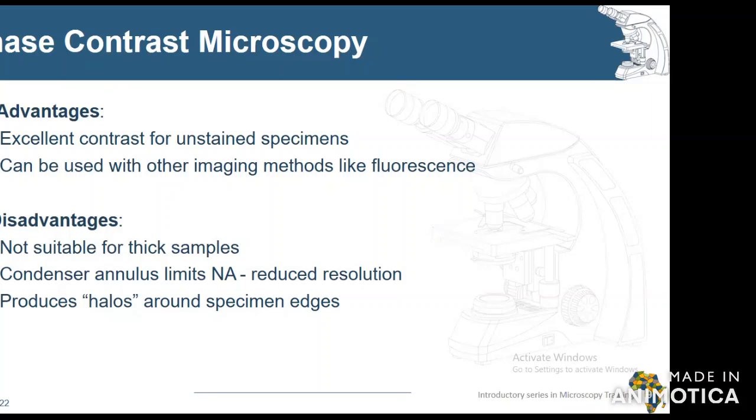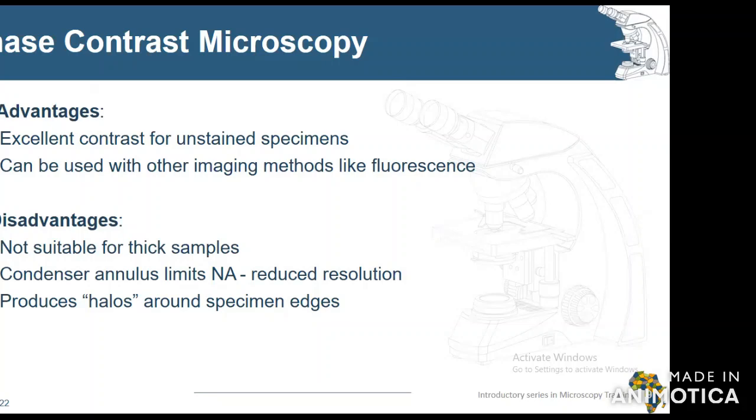However, it has its limitations as well. Some of its limitations are that it is not suitable for thick samples. It is not suitable for thick samples. Then the condenser annulus limits the numerical aperture, and consequentially, it reduces the resolution power of that microscope.